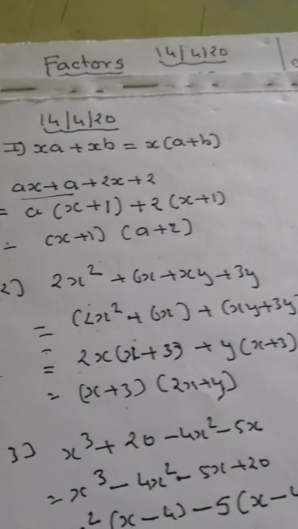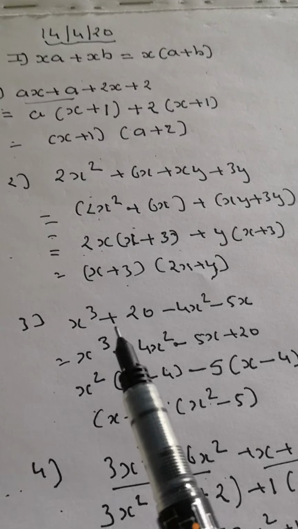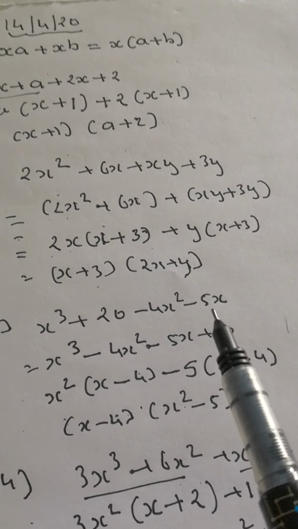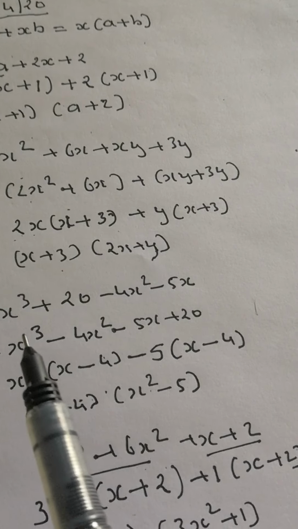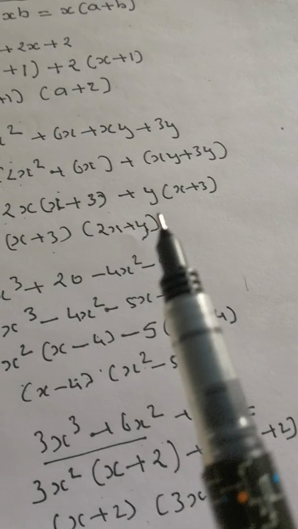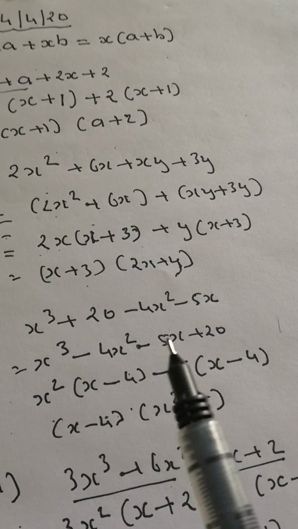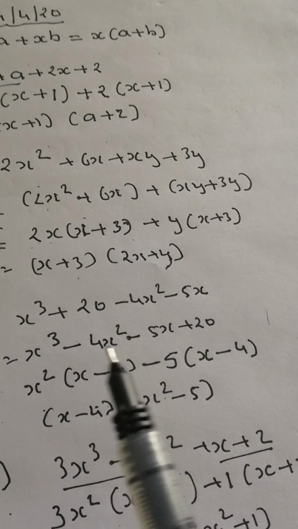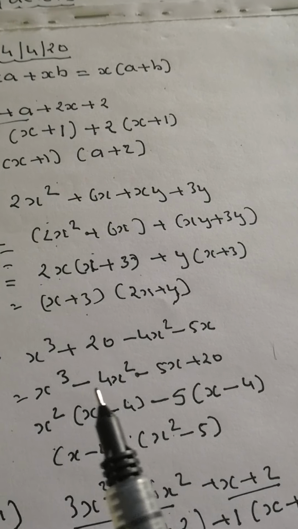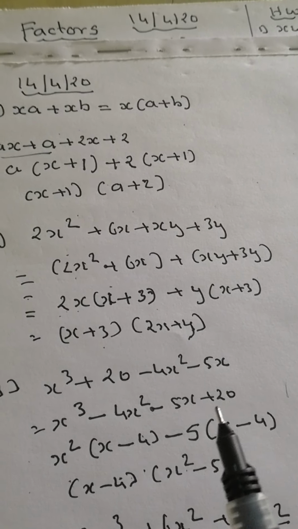Same way, illustration number 3, that is given to you as x cube plus 20 minus 4x square minus 5x. Now dear friends, if you take this in the same order, you will not get the common bracket x that we got in the above two examples. So it is necessary to arrange the terms in a particular order. So I am arranging them in this form, that is x cube minus 4x square minus 5x plus 20.